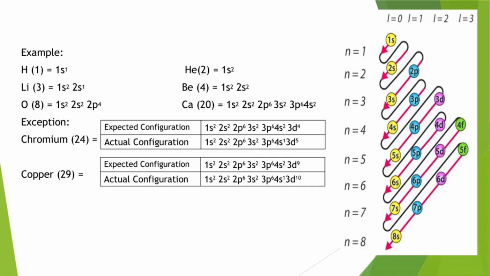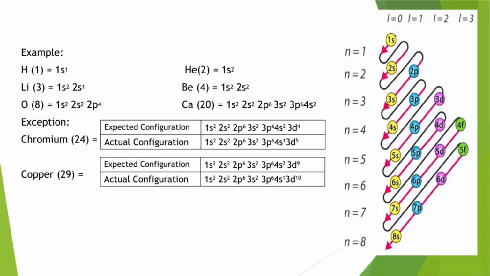There are some exceptions, which I have already told you, mainly in the D subshell. Having 5, that is half of the total capacity, is a more stable condition compared to others, and having 10, which is full, is also stable. So in the case of chromium, if you go according to this principle, you will have 1s2, 2s2, 2p6, 3s2, 3p6, 4s2, and 3d4. This is the expected configuration.